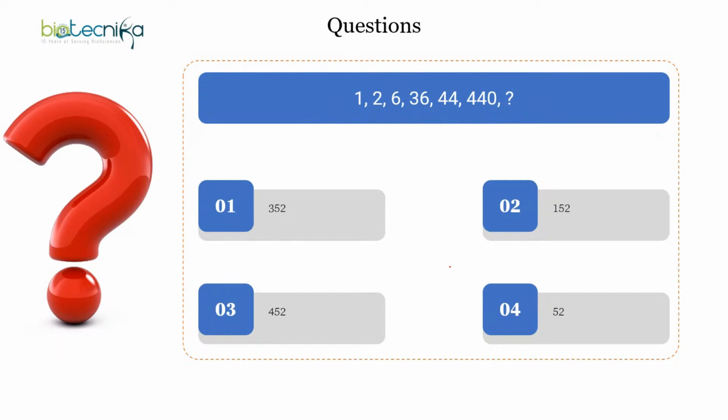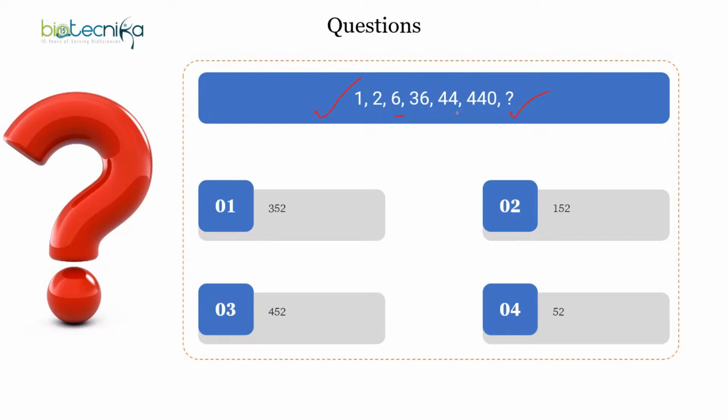अब इस question, what is happening in this particular question? In this particular question, 1, 2, 6, 36, 44, and then 440. After that, I have to find out what comes after 440. 440 के बाद क्या आता है?